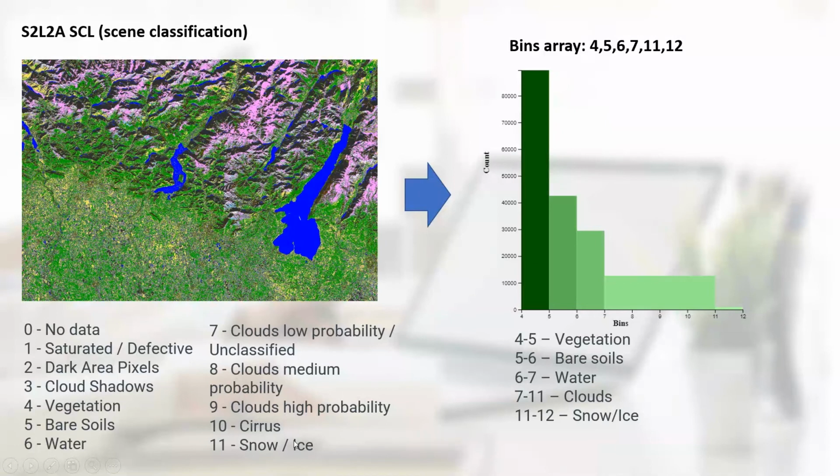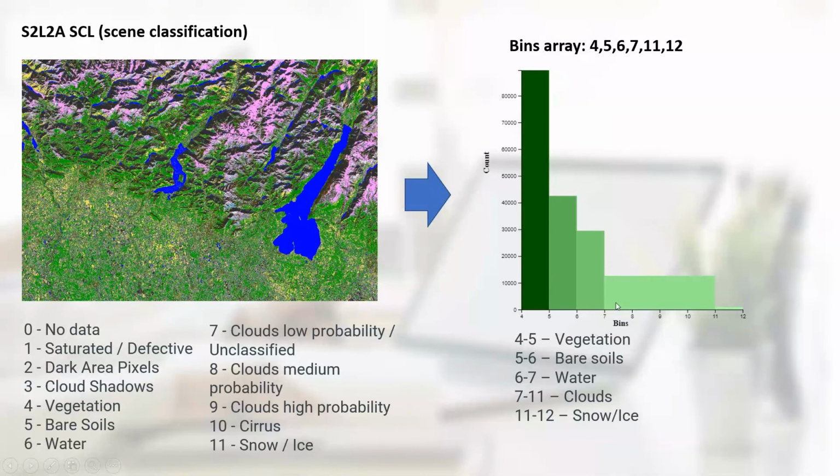So what we did, we specified our bins array as starting with 4, then going to 5, 6, 7, 11, and 12. If you look at the histogram down below, you can see that the bins are exactly as we have specified them: 4 to 5, 5 to 6, 7, then from 7 to 11, and then 11 to 12. Because these are integer values, what this represents falls to the left side of the bin. So the 4 over here displays vegetation. The 5 here, this bin 5, displays bare soils.